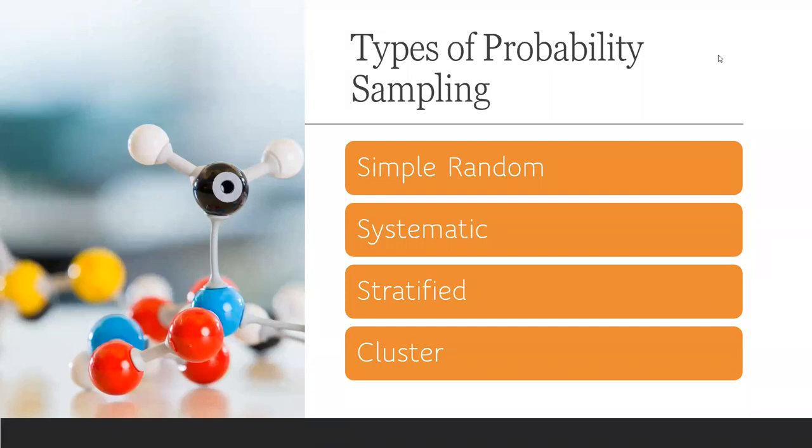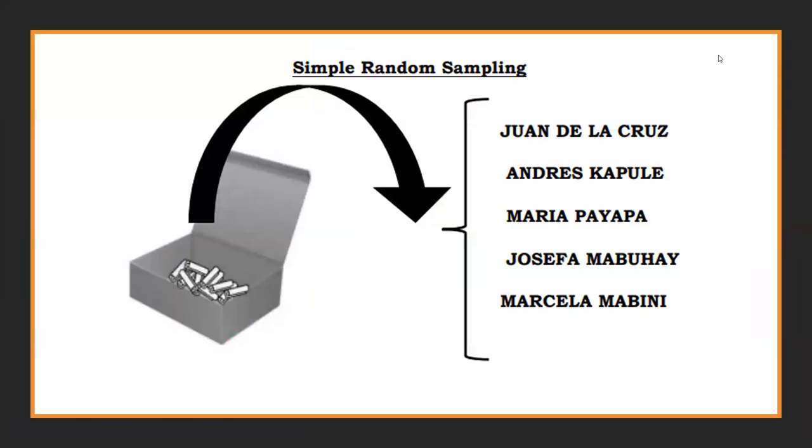Let's go first with the types in probability sampling. So we have the simple random sampling, systematic sampling, stratified, and cluster. So apat na different way of sampling method yan. So anong pinakaiba-iba ng mga yan? The first one is the simple random sampling. It is simply, pagsasama-samahin mo lang at bubunot tayo. Kung sino mabunot siya, so without bias.